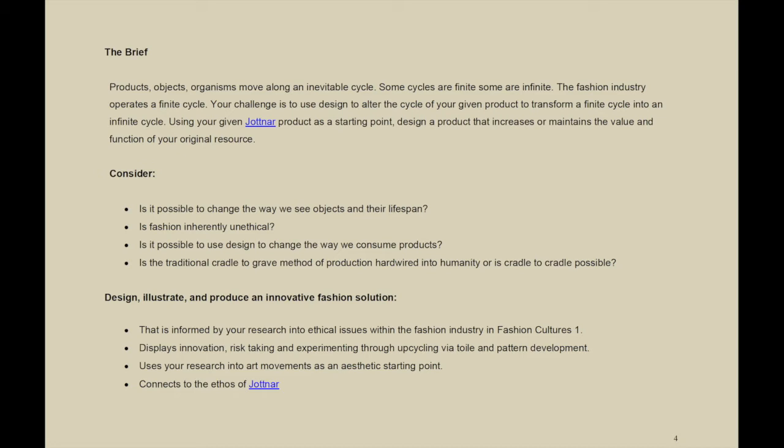Uses your research into art movements as an aesthetic starting point. So you're probably going to connect particular art movements with your aesthetics for this module. So you look at them as a starting point. Now, aesthetic starting point is not the same as your ethical starting point and not the same as your design or conceptual starting point, but it's how things look. And it connects to the ethos of Jotna. So that requires you to understand who they are, what they stand for, and who their consumers are and what they stand for.